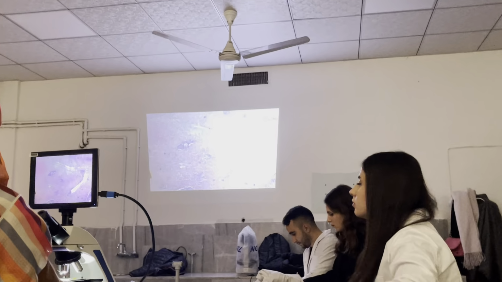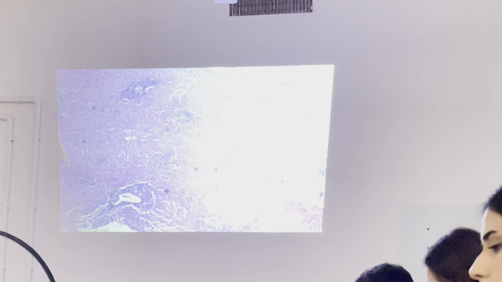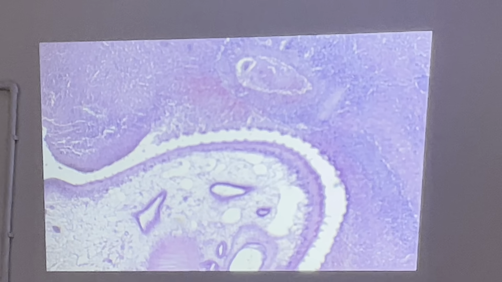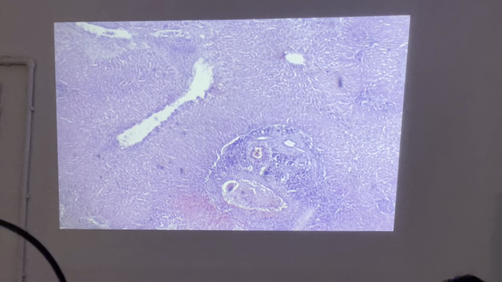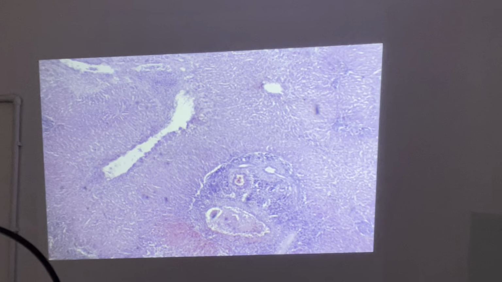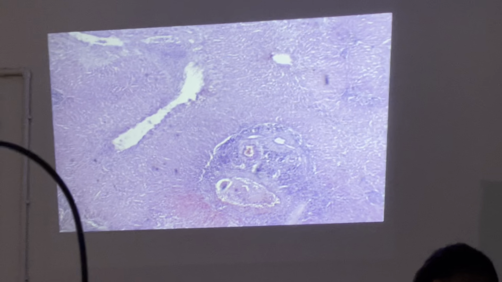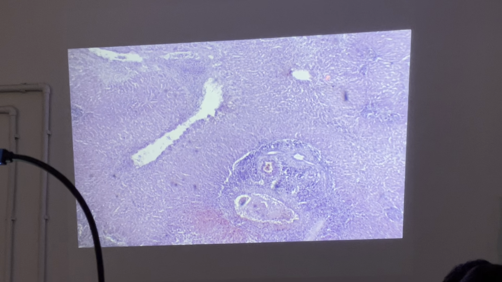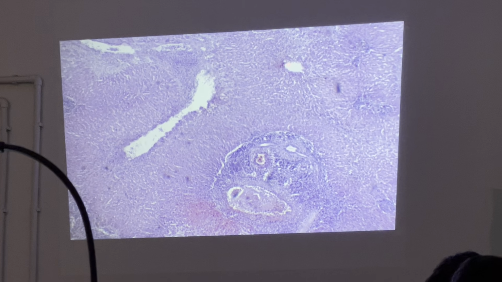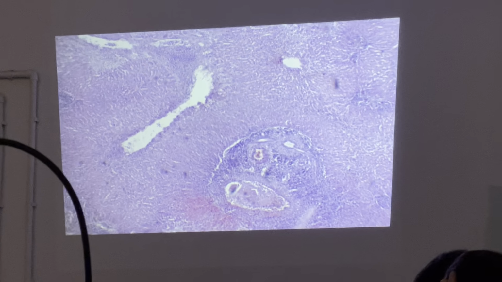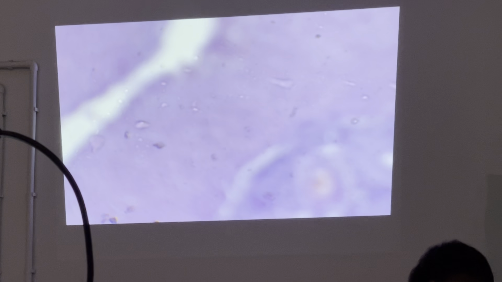What about this section? So I will move the section. Please recognize the organ. This section is taken from which organ? What do we have? We have the sunflower, which is a central vein, and the row of the hepatocyte. Let's do it on the high magnification.